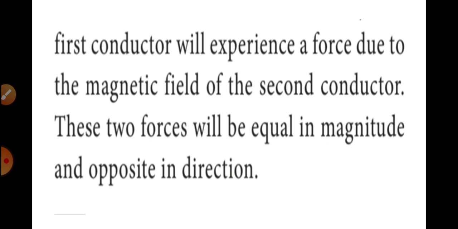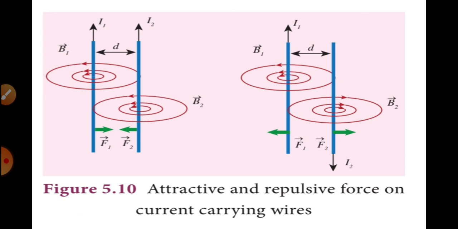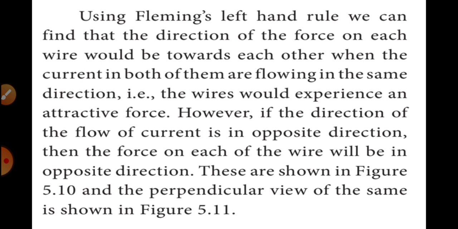So there are two conductors. The magnetic field produced in one conductor affects the other conductor, so this one also gets affected. So these two forces will be equal in magnitude and opposite in directions. Normally we will take that. Then, using the left hand rule we can find out the direction of the force on each wire, which would be towards each other when the current in both of them is flowing in the same direction.